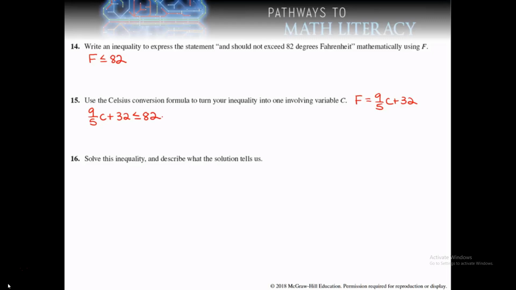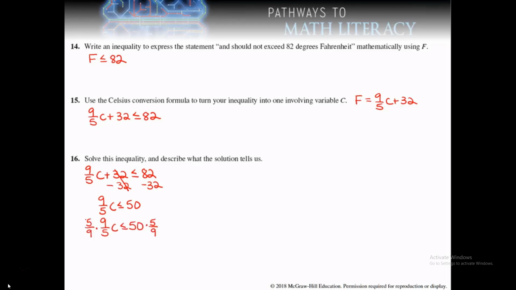In 16, we're going to solve that. So the first thing we'll do is subtract 32 from both sides. And that gives me 9/5 c less than or equal to 50. Now I need to get rid of that 9/5 c. I'm going to multiply both sides by the reciprocal. So I'll multiply both sides by 5/9.